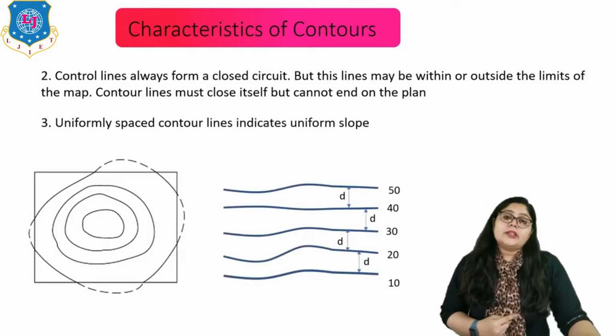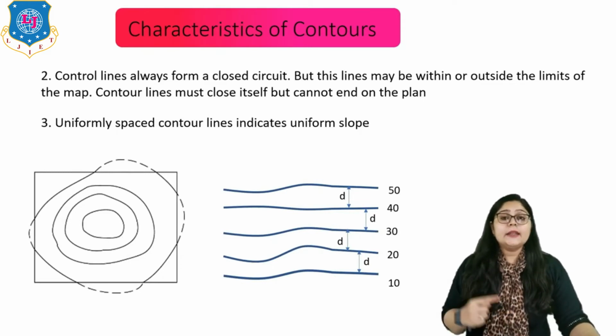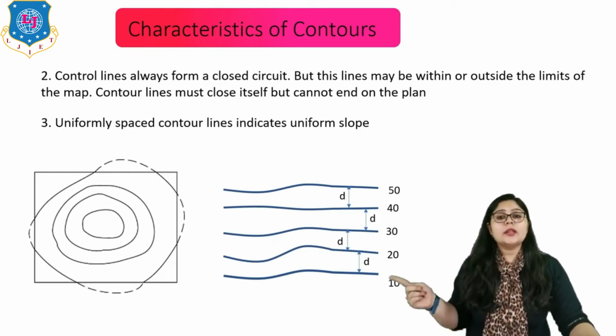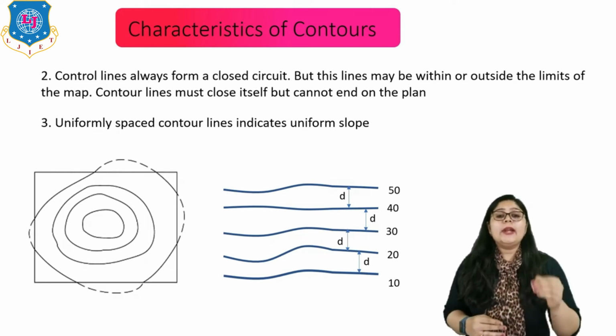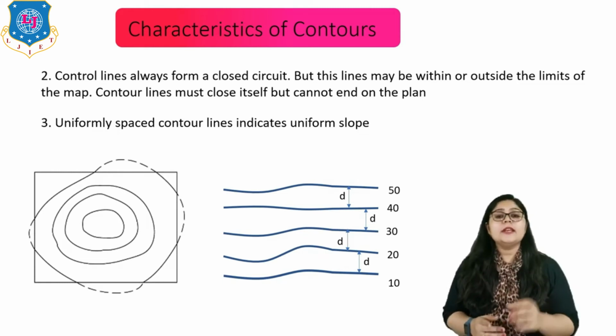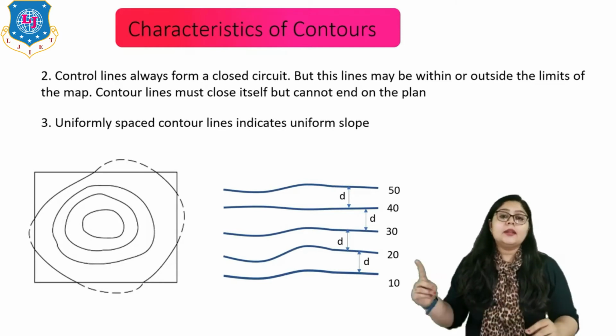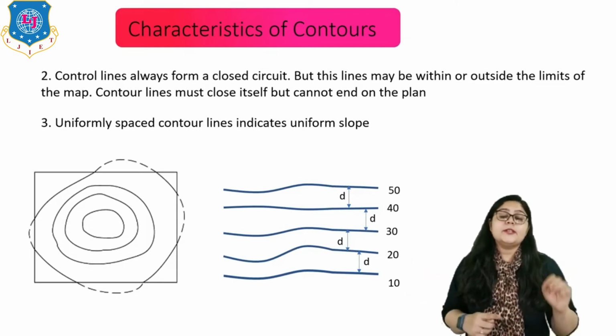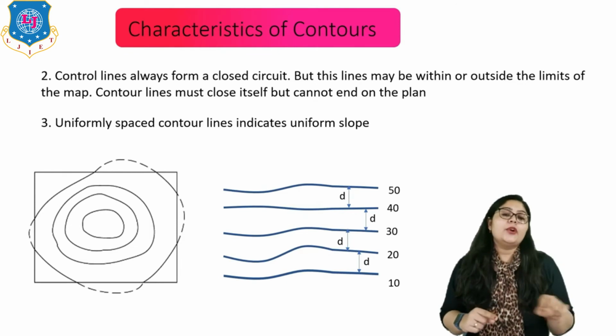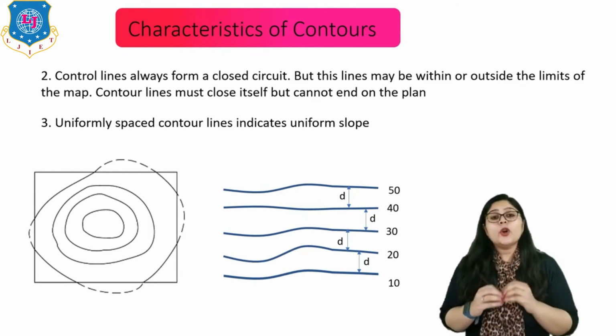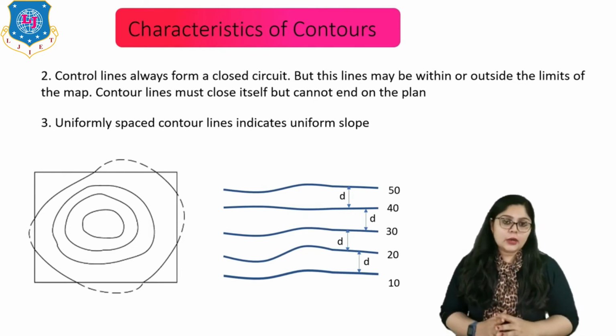The third characteristic says that uniformly spaced contour lines indicate a uniform slope. Here on screen you can see 10, 20, 30, 40, 50, with an interval of 10, and a uniform slope is present if the lines are uniformly spaced. It purely depends on the nature of the ground, right?